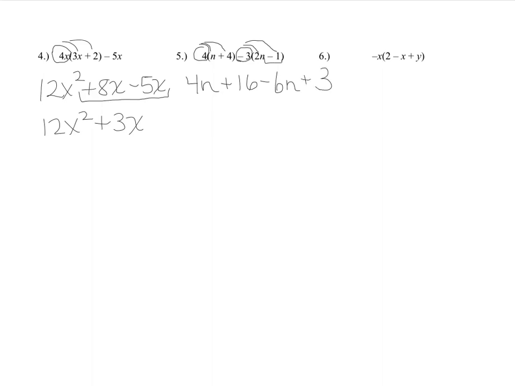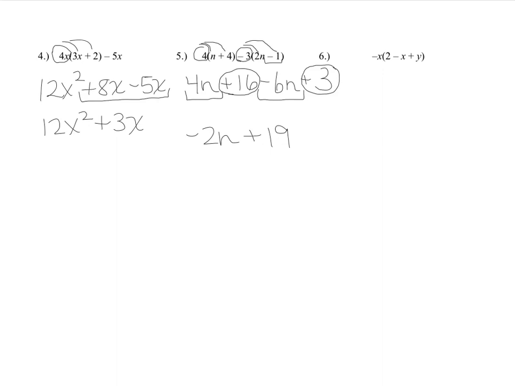It's really important that you have the signs right. So now combine your like terms. So 4n minus 6n is negative 2n. And then 16 plus 3 is 19. So you have negative 2n plus 19.